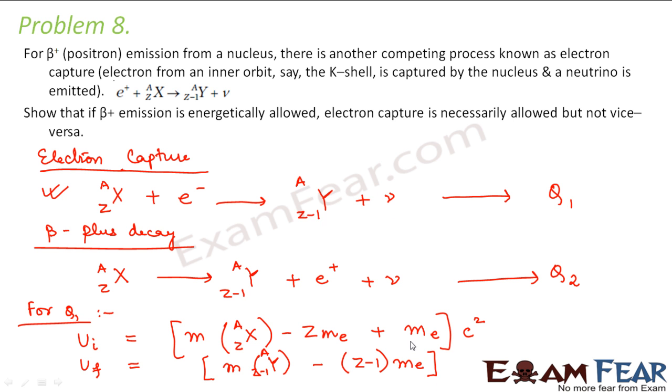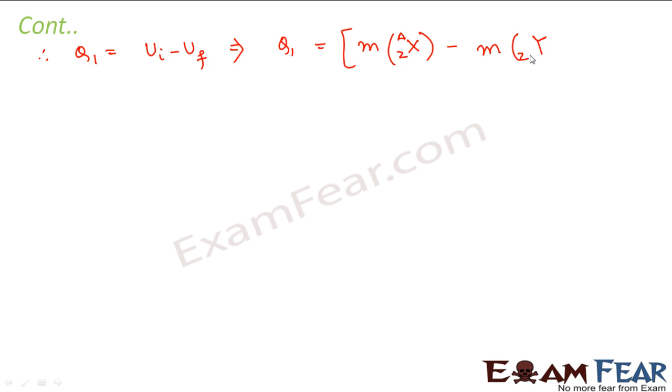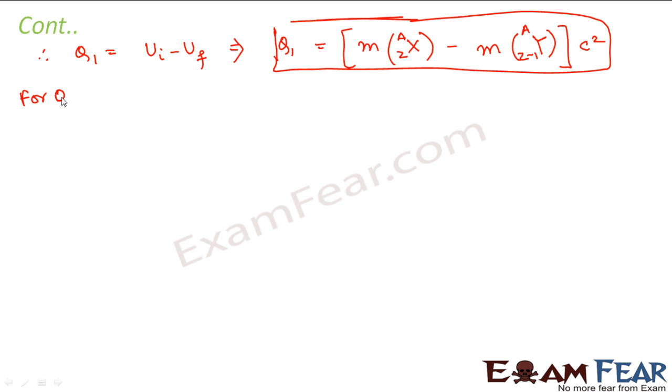There is no rest mass for the neutrino, so we will just ignore it. So this is c squared. Now we will calculate Q1 as U_I minus U_F, which comes out to be Q1 is equal to m_X minus the mass of the daughter nucleus, because the rest of the terms get cancelled with each other. So this is the Q value for electron capture, right?